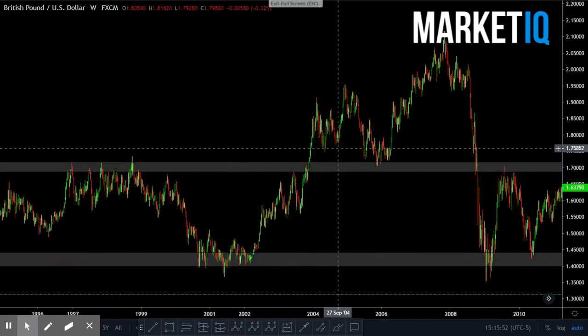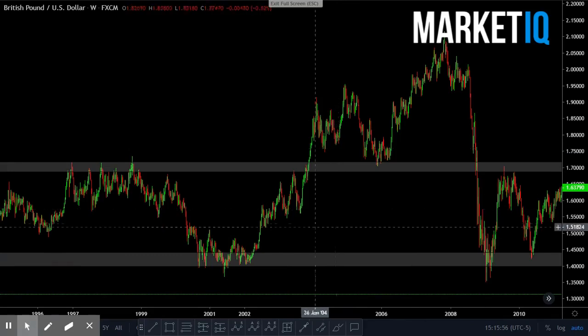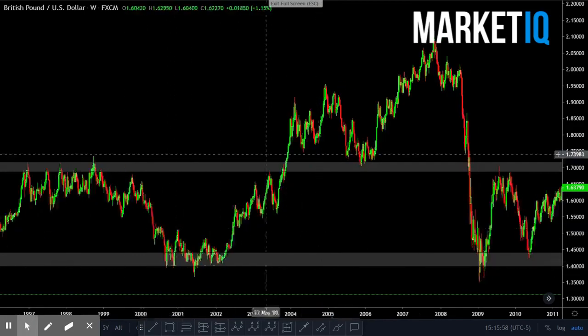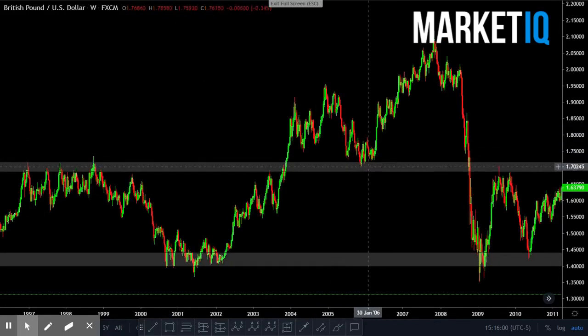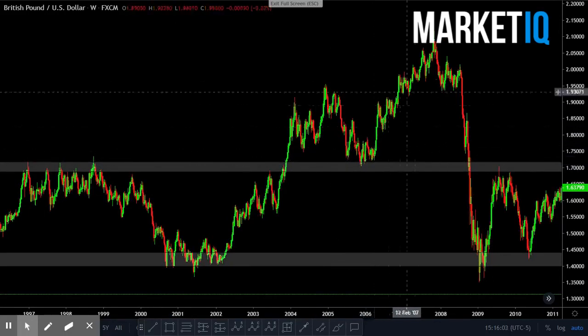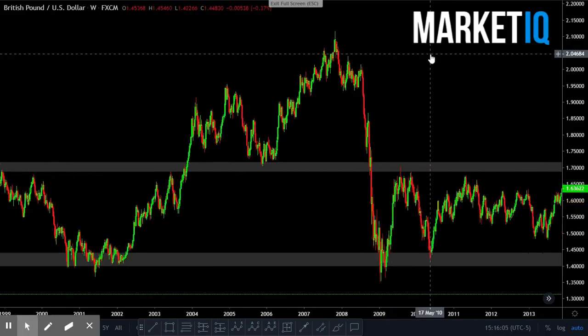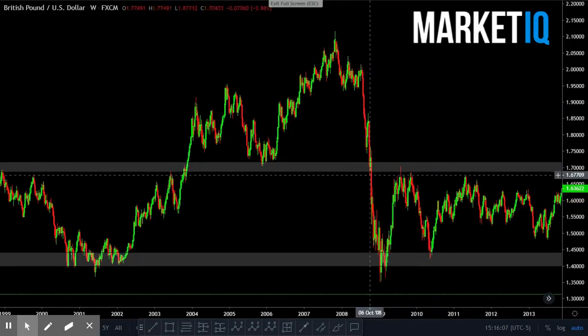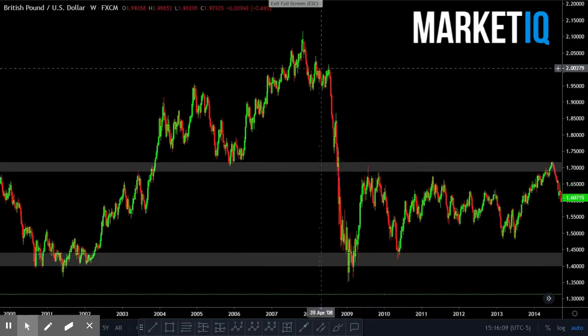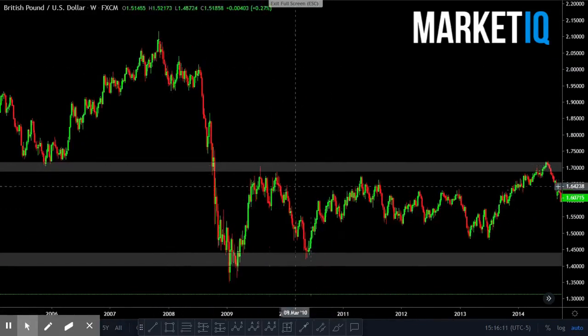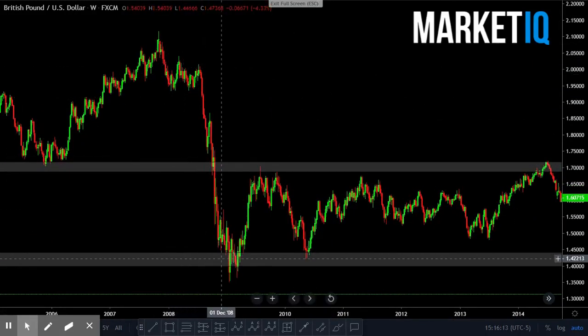So your zones will get broken at some point. The market can't stay in between 2 points. But once it broke it, it came back and retested it. And when it did retest it, you got a huge buy off of it. And again, we had a massive sell here. This was during the financial crisis. So we had a huge sell here.